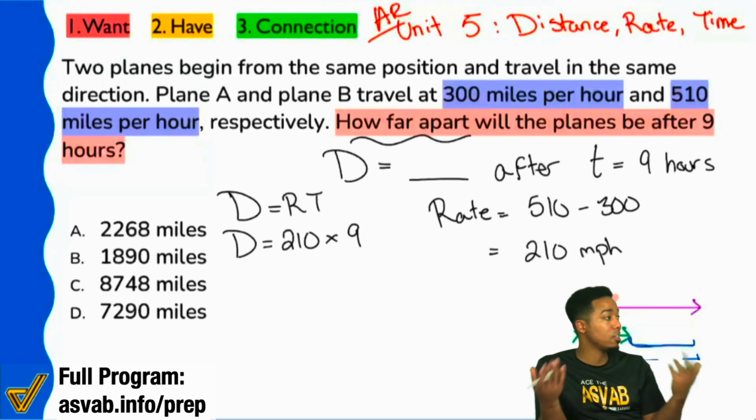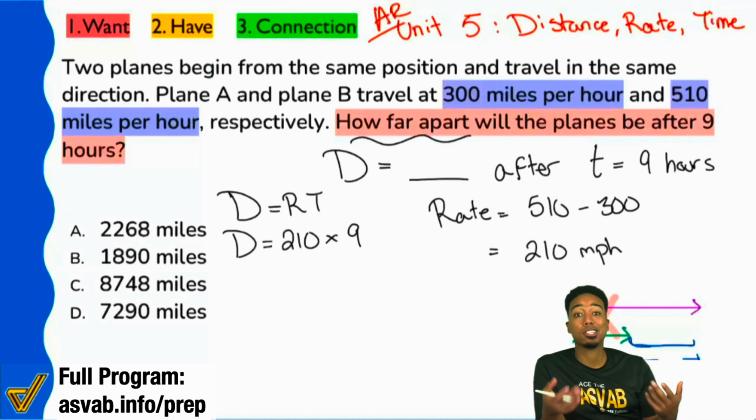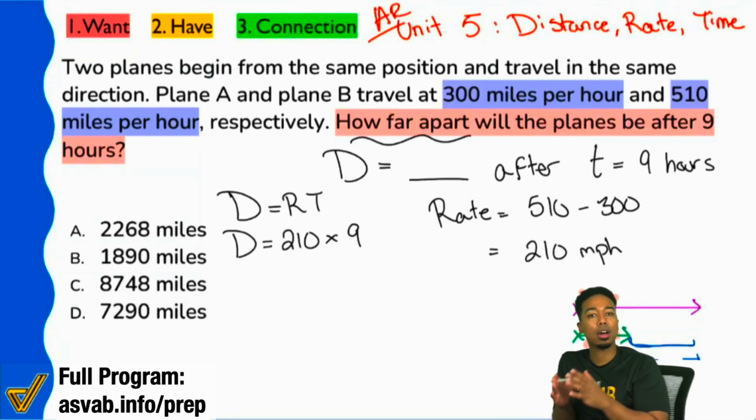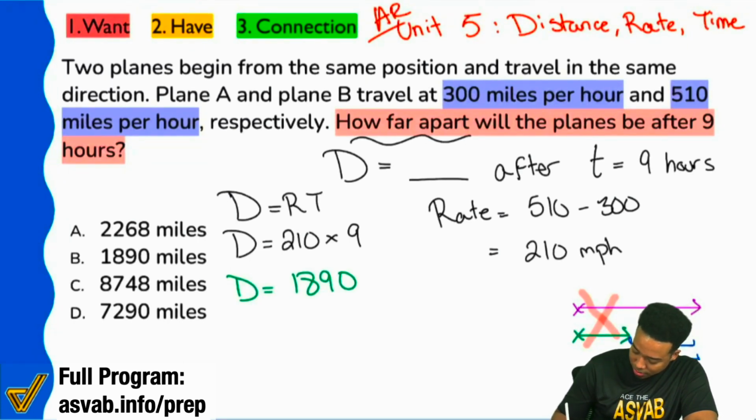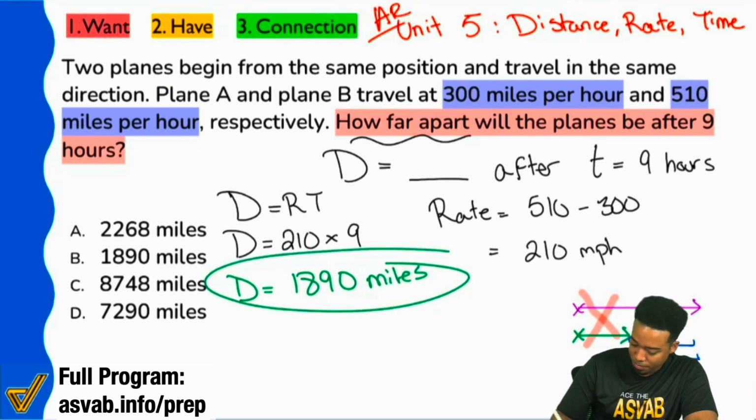200 times 9 is 1800. Well, 10 times 9 is 90. So it would be 1,890 miles as the final answer. D equals 1890. And we are good.